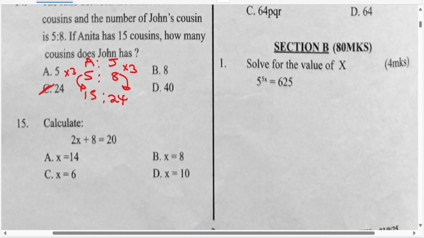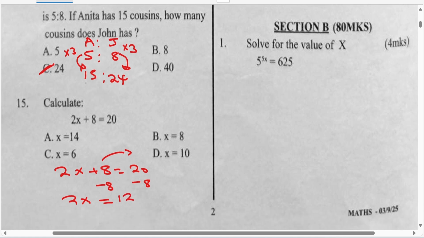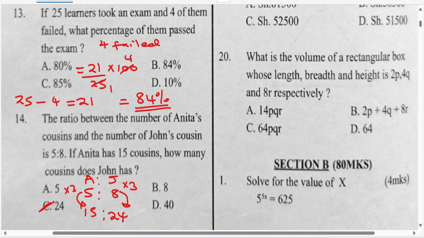Question 15. Calculate 2x plus 8 equal to 20. So hapa umeambiwa utafute x. What is x equivalent to? So 2x plus 8 ndo equal to 20. 8 utapeleka the other side. Therefore, you'll subtract 8, giving you 2x equals 12. So utabakiwa na 2x equal to 12. So for you to get x peke yake, you need to divide by 2. Therefore, your final answer becomes 6. So answer ni 6.